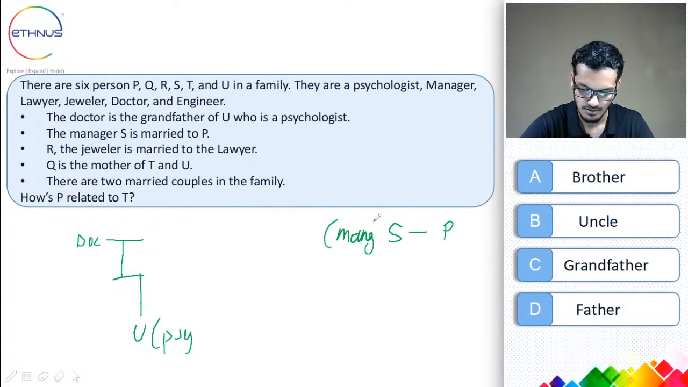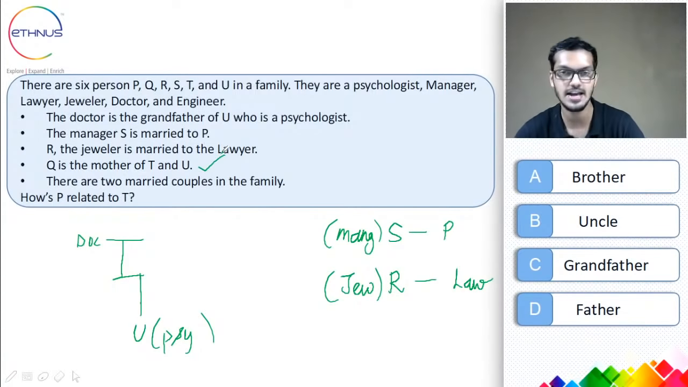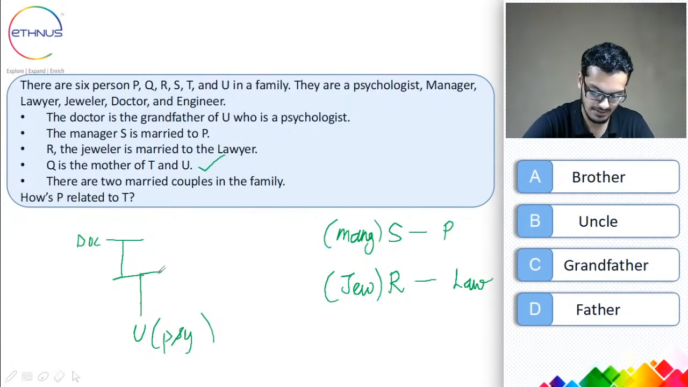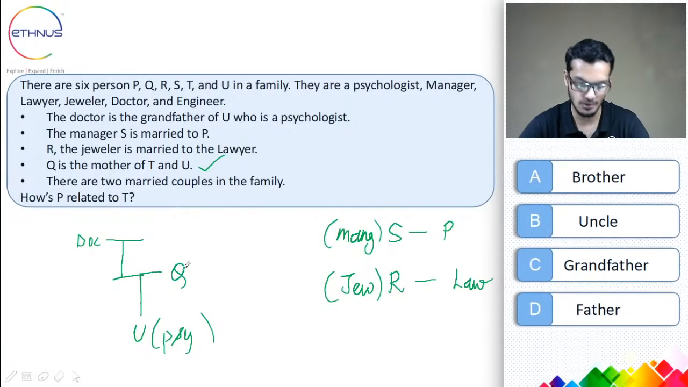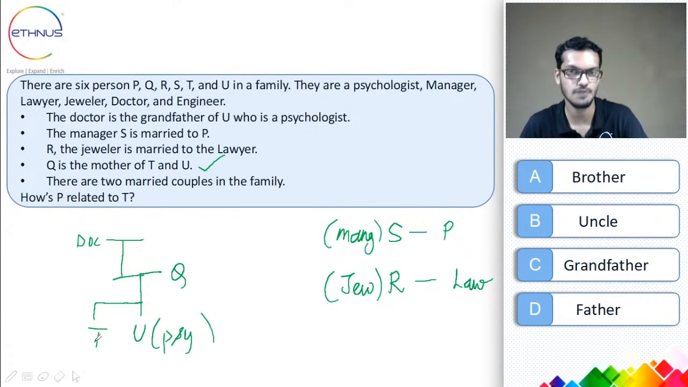Okay. And the other 2 people are R, the jeweler, who is married to a lawyer. So they have given this one also, R is a jeweler. So these are the data which is given. There's one more. Q is the mother of T and U. See, already you have written U here, who is a psychologist. And they're saying that Q is the mother of T and U. So definitely Q is a mother of U. And there is one more person, sibling of U, which is T. So this is what is given from the given condition.